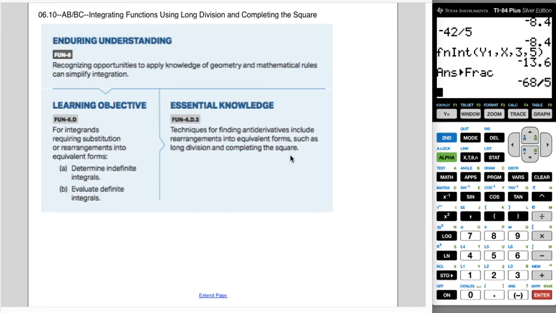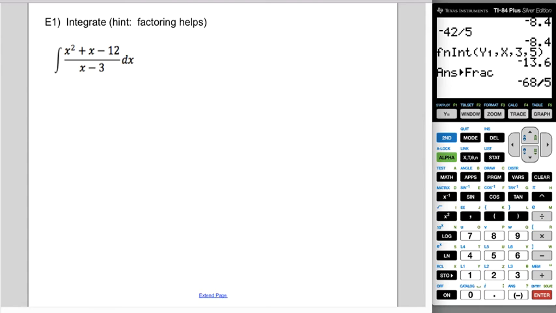All right, this is AP, AB, and BC Calculus. We're doing Unit 6, Section 10, which is integration of functions using long division and completing the square. All right, so we're going to integrate (x squared plus x minus 12) all over (x minus 3).